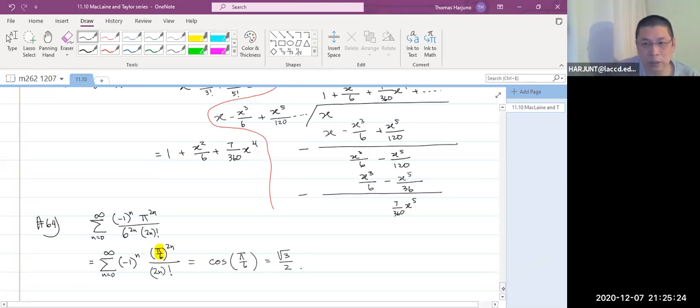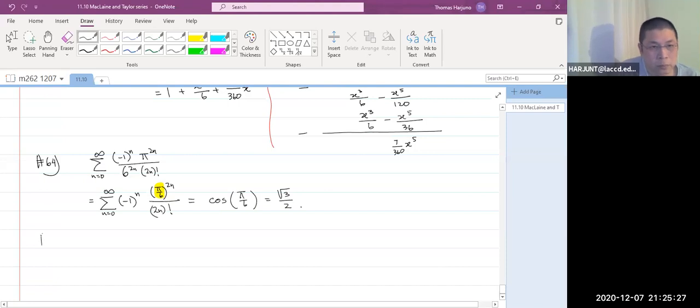Number 66. Three to the n over 5 to the n factorial. I will rewrite this as 3/5 to the n over n factorial. Is it right? But this is e to the x. This is e to the 3/5.